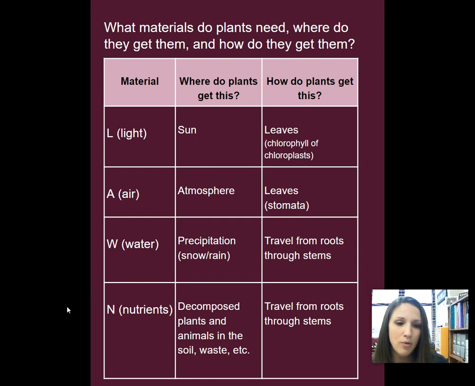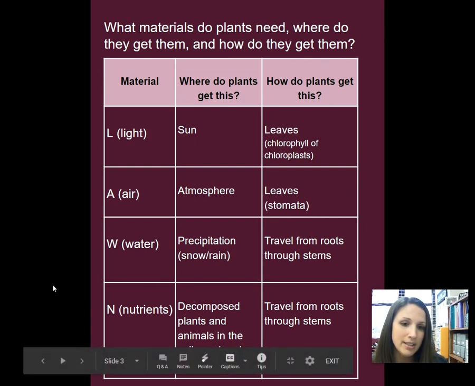And like I said before, for your test, you're going to have to know where those things come from and how those things get to the plant. So the plant parts, obviously, you can see that you need for this are leaves, roots, and stems for plants to get what they need.